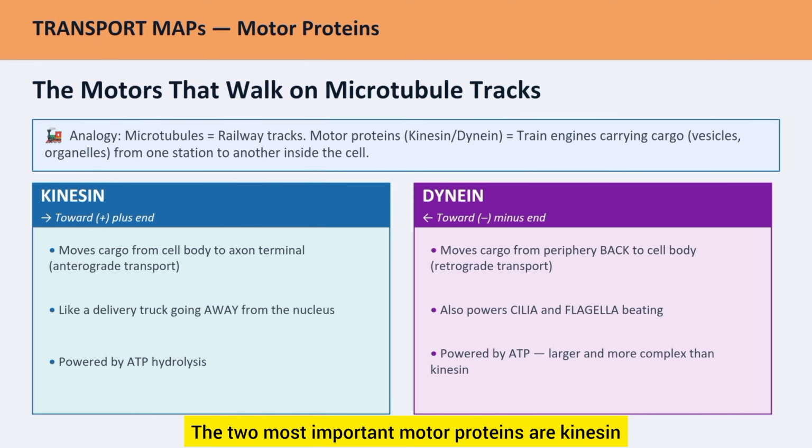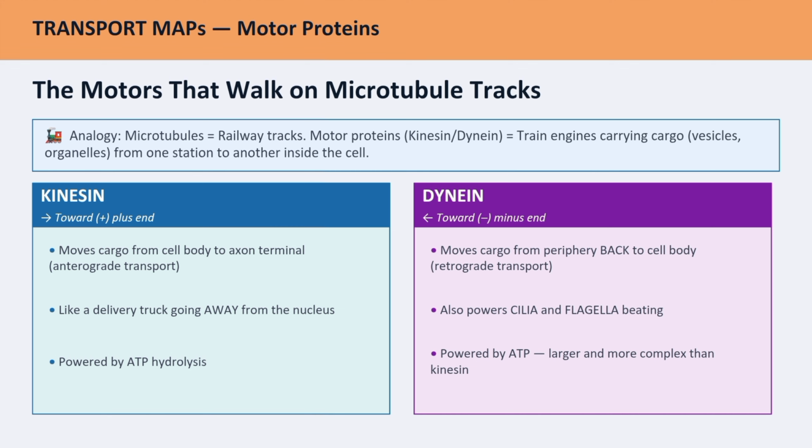The 2 most important motor proteins are kinesin. Kinesin moves towards the plus end of microtubules. In neurons, this means it carries cargo from the cell body towards the axon terminal. This is called anterograde transport. Think of kinesin as the delivery truck going away from headquarters.